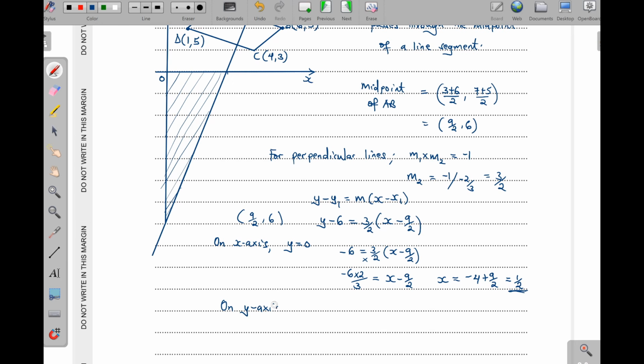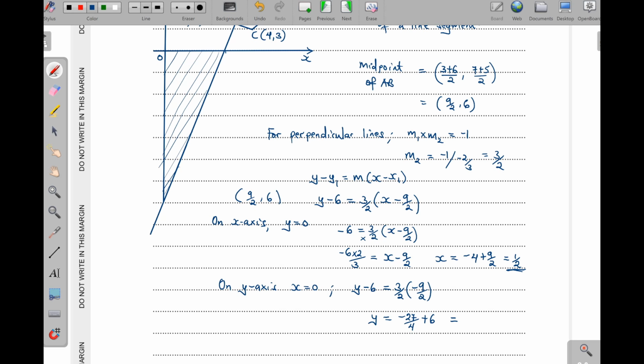On the y-axis, x is equal to what? To 0. So we substitute here. So y minus 6 then shall be equal to 3 over 2. Then inside here we shall have 9 over 2. So this means that our y is going to be equal to -27 out of 4, then plus the 6. Okay? And what do we get here?